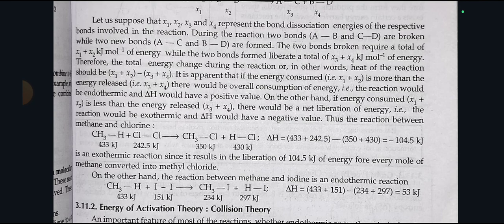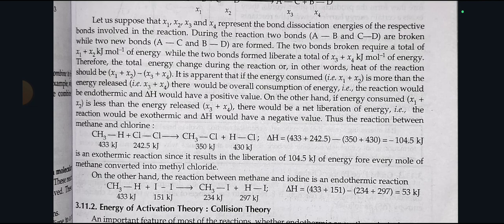It is apparent that if the energy consumed, that is x1 plus x2, is more than the energy released, that is x3 plus x4, there would be overall consumption of energy, that is, the reaction would be endothermic and delta H would have a positive value. On the other hand, if the energy consumed, x1 plus x2, is less than the energy released, x3 plus x4, there would be a net liberation of energy, that is, the reaction would be exothermic and delta H would have a negative value.